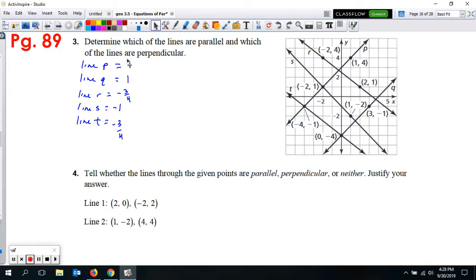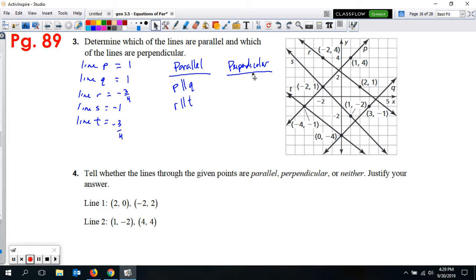So now that we have our slopes down, we can identify which ones are parallel and which ones are perpendicular. So starting with parallel, parallel lines have to have the same slope. So we can see, well, right here, P and Q both have the same slope. So P is parallel to Q. We also see that R and T, they have the same slope of negative 3/4. So R is parallel to T.